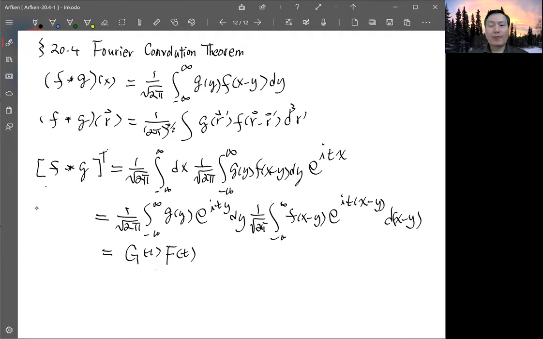And then due to the symmetry between Fourier transform and inverse Fourier transform, a little bit later in the section, we'll do the inverse. If you have a product of two functions and you do the Fourier transform, you get a convolution between their Fourier transforms. So it's pretty much symmetric to here.